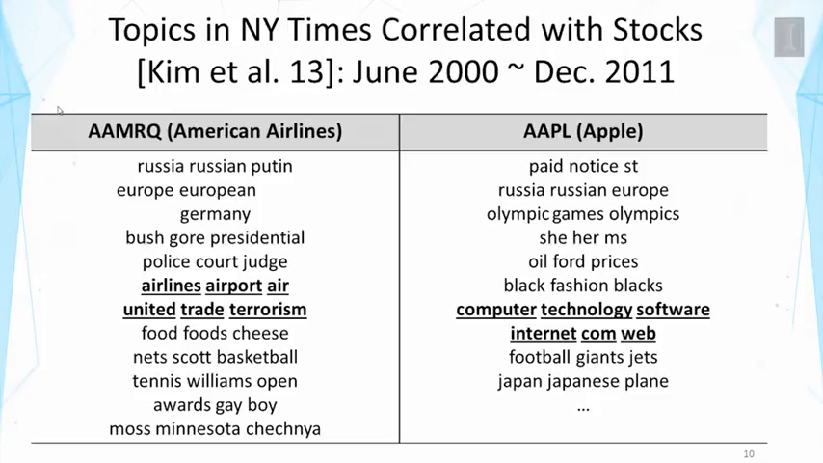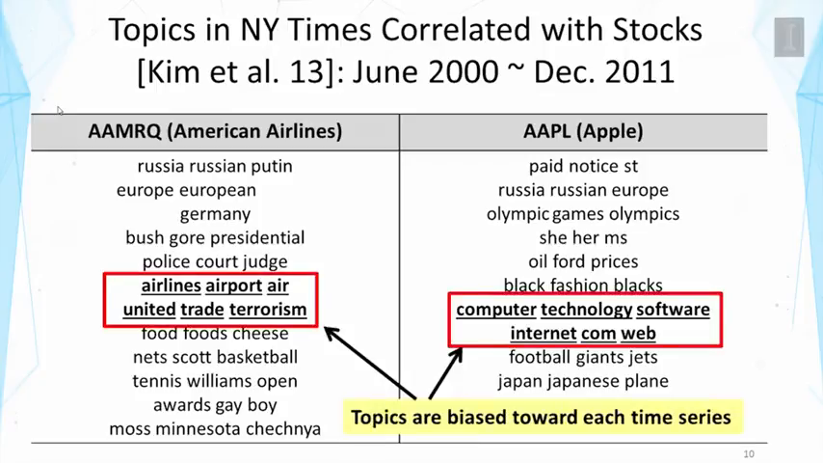Imagine if we don't use any input, we don't use any context, then the topics from New York Times discovered by PLSA would be just general topics that people talk about in news, right? Those are major topics in the news event. But here you see these topics are indeed biased toward each time series. In particular, if you look at the underlined words here in the American Airlines result, you see airlines, airport, air, United, trade, terrorism, etc. So it clearly has topics that are more correlated with the external time series.